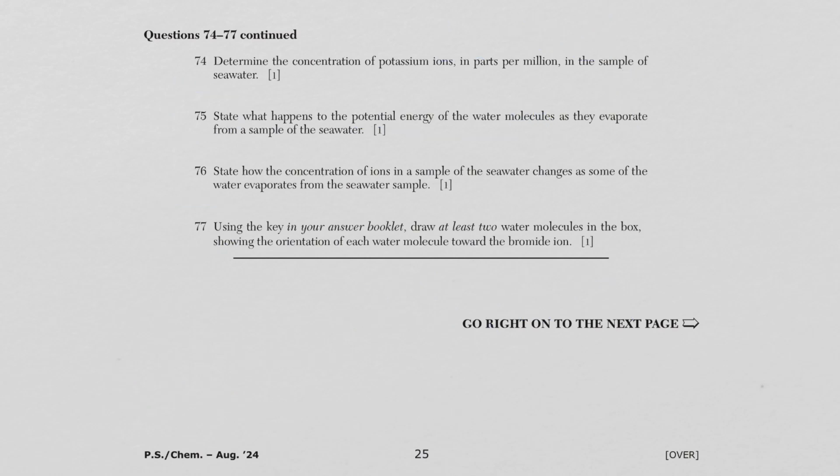each water molecule towards a bromide ion. Now, I got to find the picture, and let's check it out. What you would see on your answer booklet or in your answer booklet is the bromide ion. It's negatively charged. It has the minus sign.